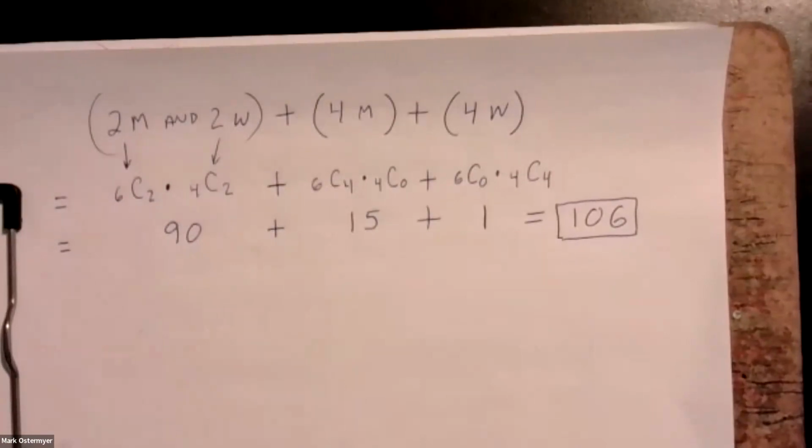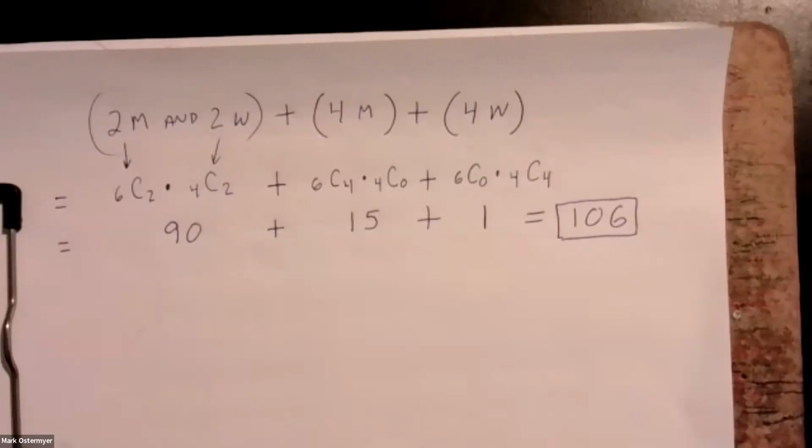All right, anybody get that? 106. Yep. Okay, yeah. Alrighty. Okay, that was classwork number 3.